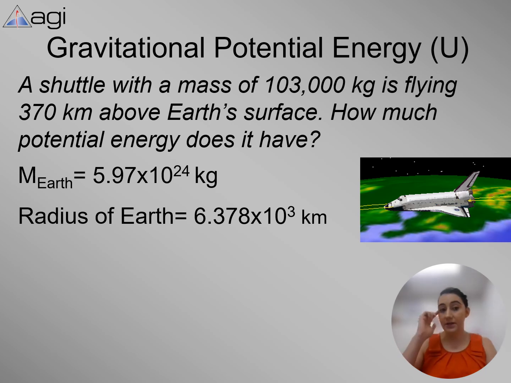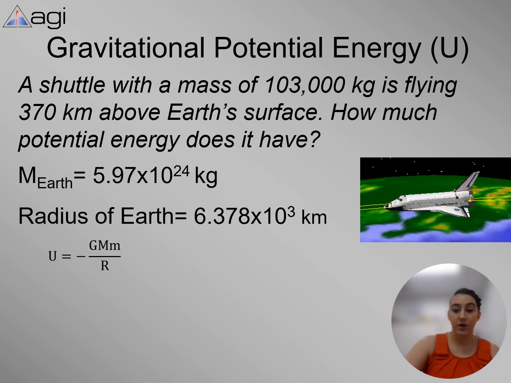Okay, so here's an example. If we have a shuttle with a mass of 103,000 kilograms and it's flying 370 kilometers above Earth's surface, how much potential energy does it have? Okay, and we're starting with M Earth. Okay, and that is 5.97 times 10 to the 24th kilograms, and then our radius of the Earth is 6.378 times 10 to the 3rd kilometers. Okay, so those are constants you're going to want to work with.